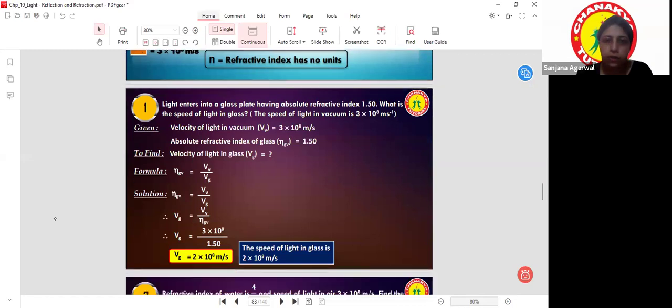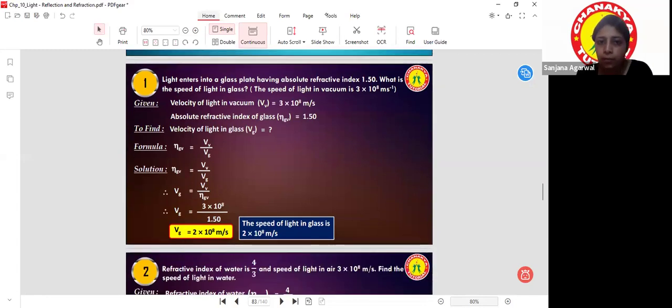Let us solve a few numericals. Light enters a glass plate having absolute refractive index 1.5. What is the speed of light in glass? Fine, not difficult. The refractive index of glass with respect to vacuum. If you write vacuum, that's okay. If you do not write it, it's understood, but okay, let us write it.